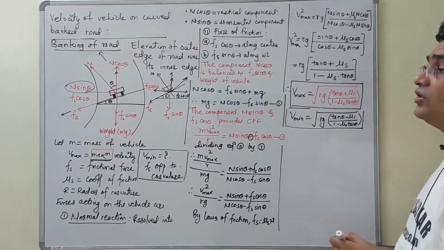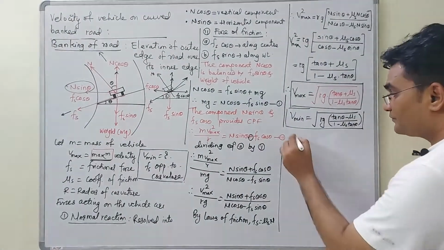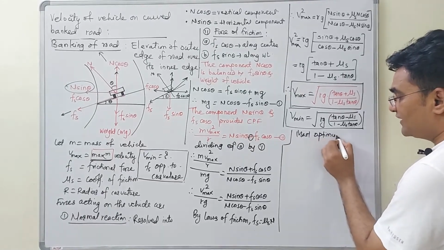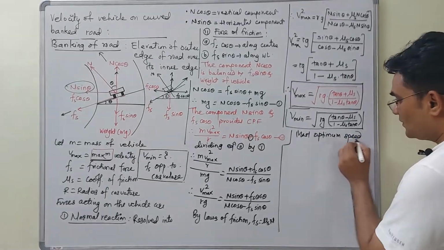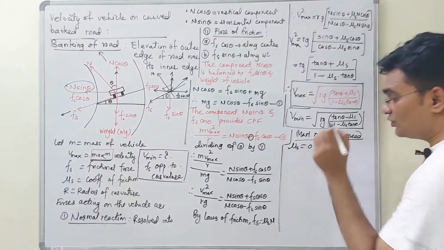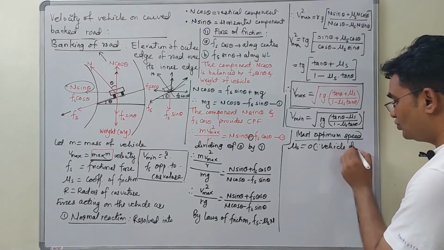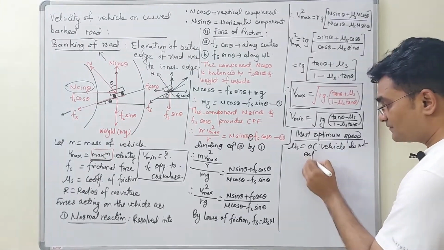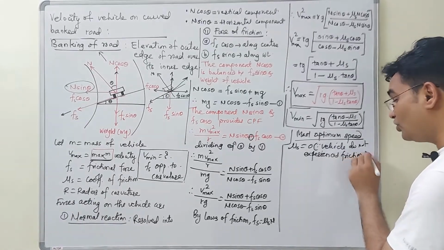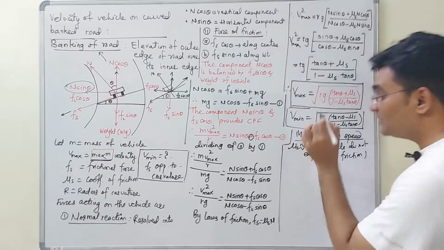Now, what is the safest, or we'll say the most optimum speed, the most desired speed, that we want to find out. To find this, remember we shall take frictional force as 0, since we consider that the vehicle does not experience friction. Frictional force will be, instead of exactly equal to 0, approximately equal to 0.